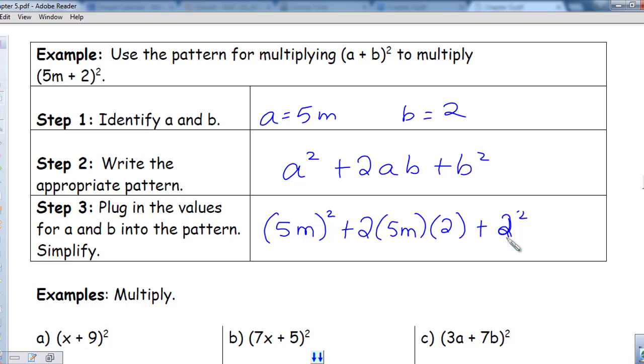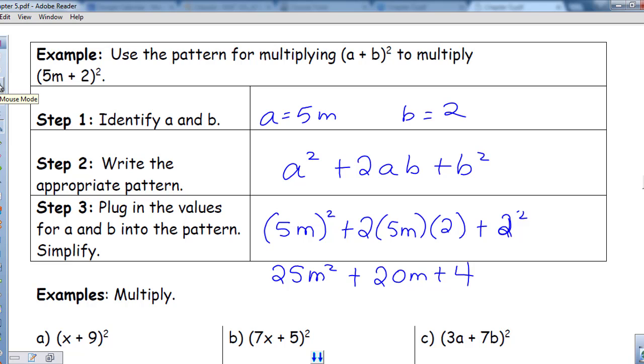Okay, so when we simplify that, we get what? 20m, very good, plus 4. Okay, right, times 2, that's right. So a squared plus 2 times a times b plus b squared. That's what we got. Well, we squared the 2. Remember, b was 2, so 2 squared is 4. Okay.